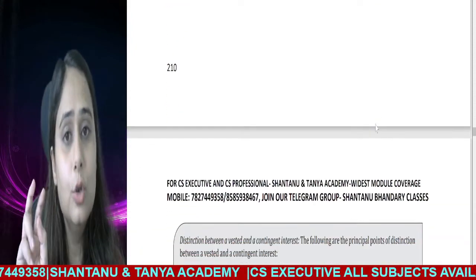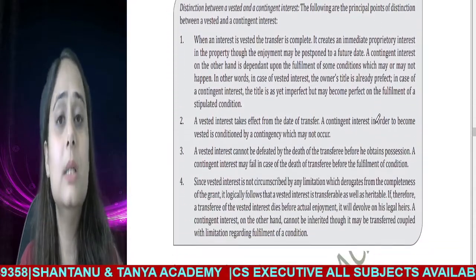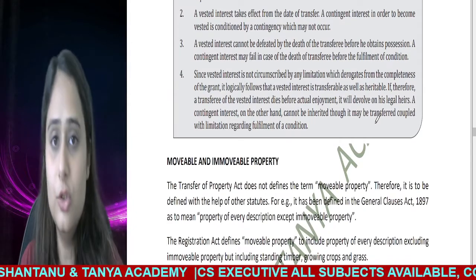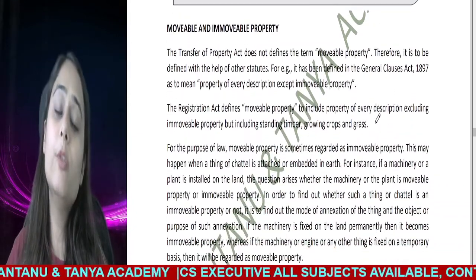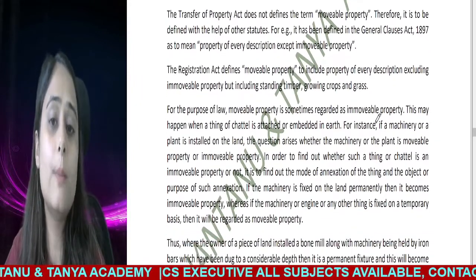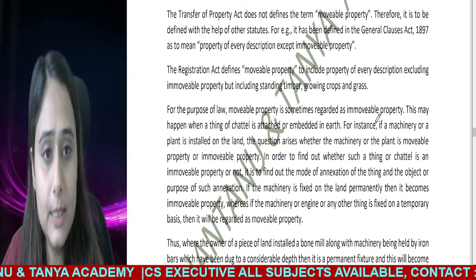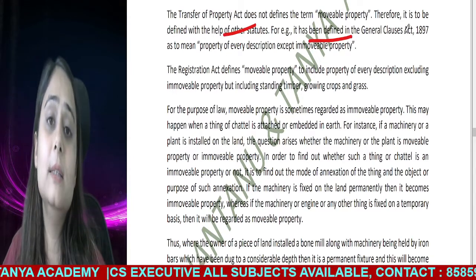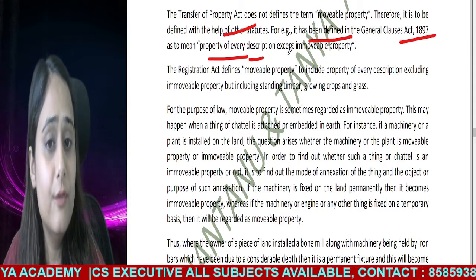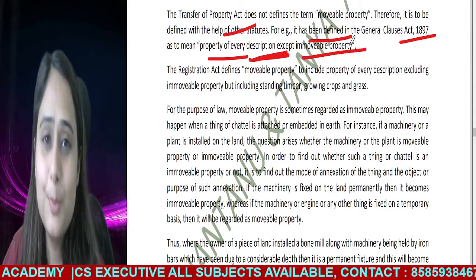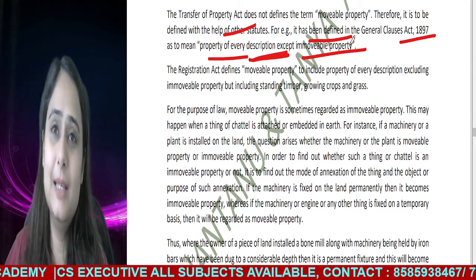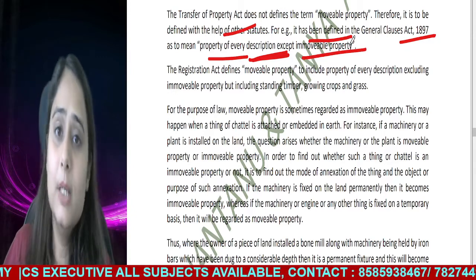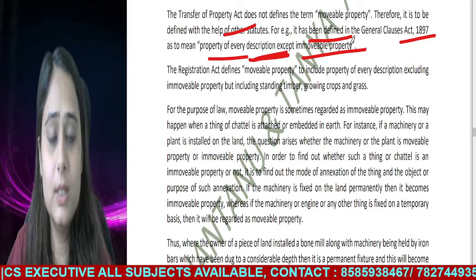So two differentiations we have covered. One is between reversion and remainder, and the other is vested and contingent, correct? Now let's study about movable and immovable property. The Transfer of Property Act does not define movable property. Therefore, it is defined with the help of other statutes. It has been defined in the General Clauses Act to mean property of every description other than immovable property, right? So they have given a very layman definition. What is movable property? Anything except immovable is movable. This is what they are trying to say.